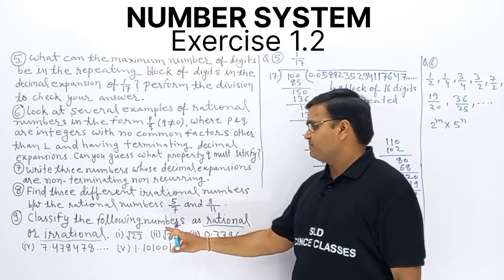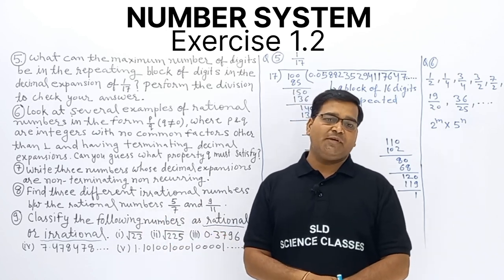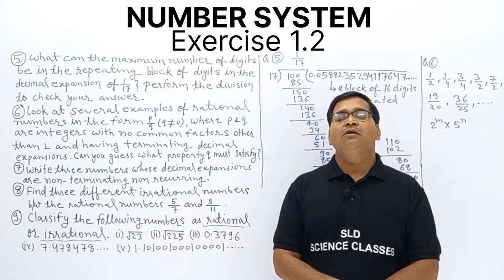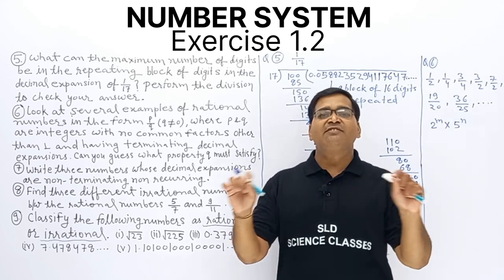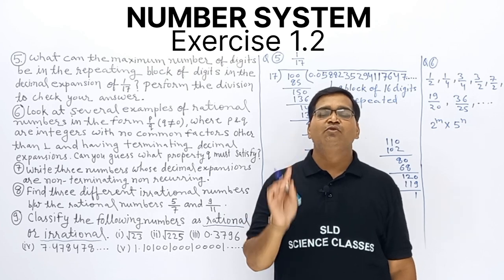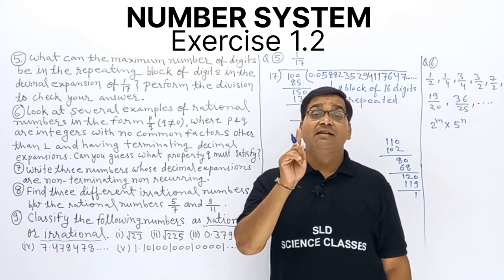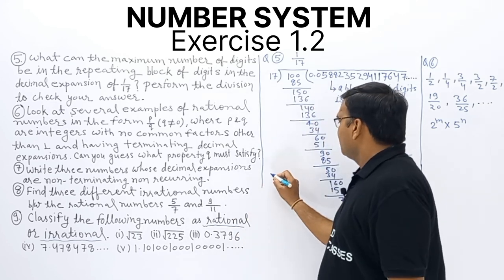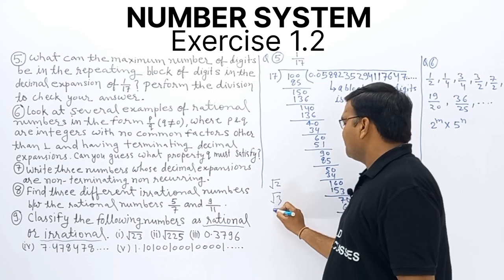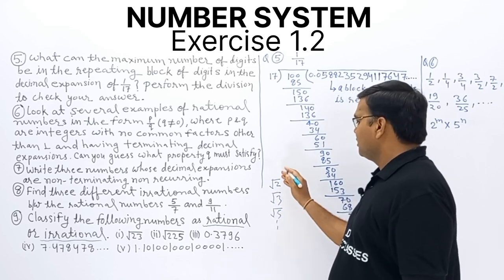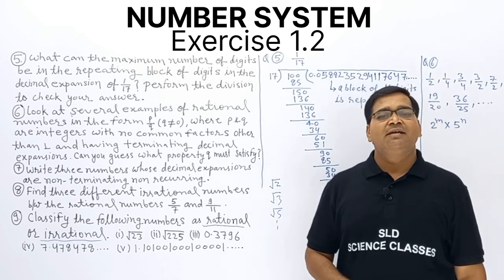Now the first question is this one. This is the square root of 23, and 23 is what? A prime number. I discussed that the square root of a prime number is what? Rational or irrational? Irrational number. Like this, root 2, root 3, root 5 and so on. The square root of a prime number is irrational.